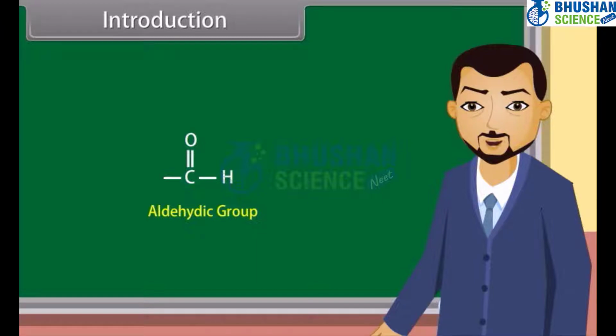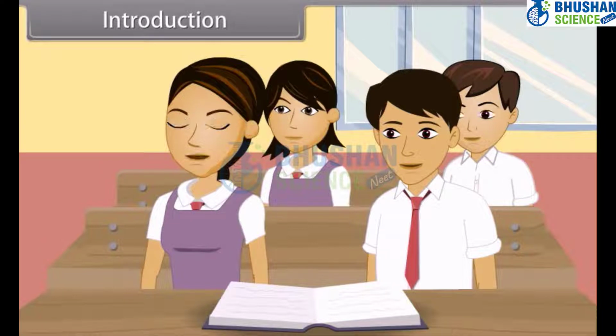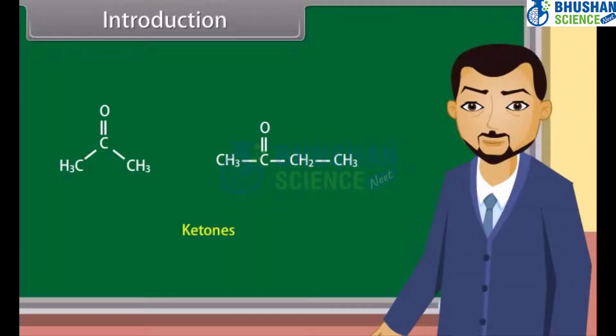Now, can anybody tell me what are ketones? Yes, teacher. Ketones are the organic compounds in which a carbonyl group is bonded to 2 carbon atoms. Very good, Ritu. In this lesson, we will learn more about aldehydes, ketones and carboxylic acids.